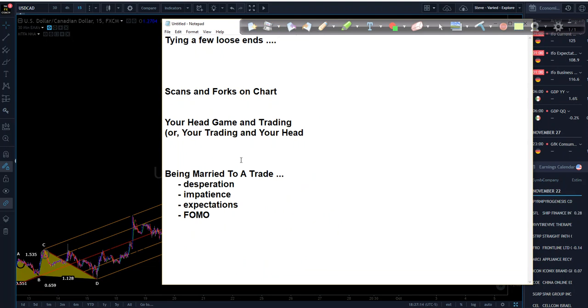So don't be married to a trade. Don't look at a chart, some pitchfork, you just draw it and it's 5 days old and you don't have anything else cooking, so you're going to try and take that trade. It's a sign of desperation. It's a sign of impatience. You've got false expectations you're trying to make real, and there's a fear of missing out.